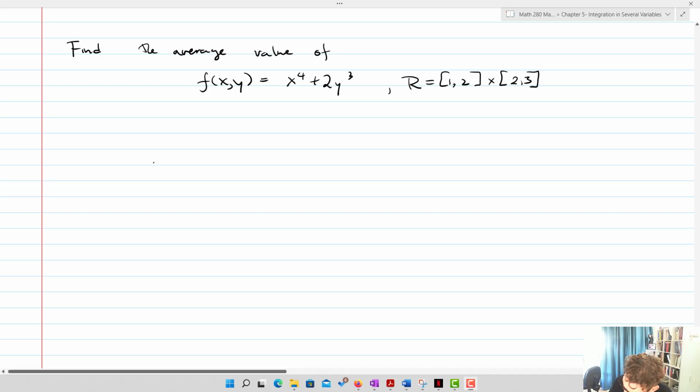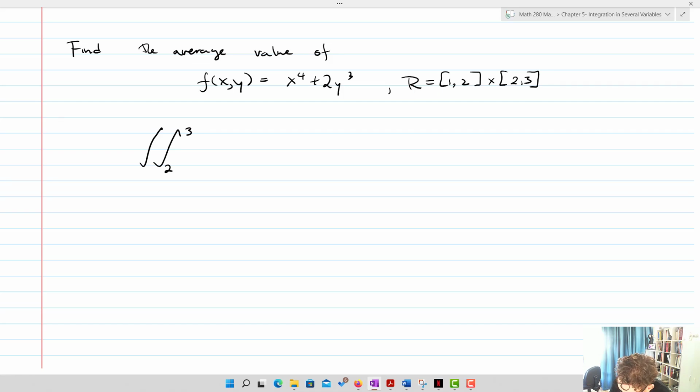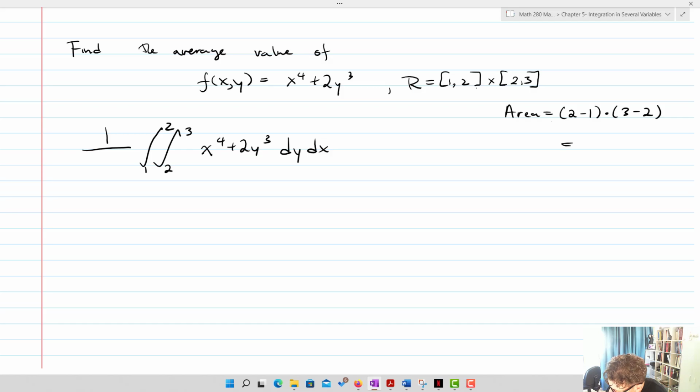What we'll do first is generate an integral. I'm going to do my y's first, from 2 to 3, and then 1 to 2 being my x's. Then I'll have x to the fourth plus 2y cubed, and this will be dy dx. That's the order that I placed them in. Remember that I'm going to have 1 over the area. The area here will equal b minus a times d minus c. So it's 2 minus 1 times 3 minus 2, which equals 1 times 1, which is 1. So the area there is 1.